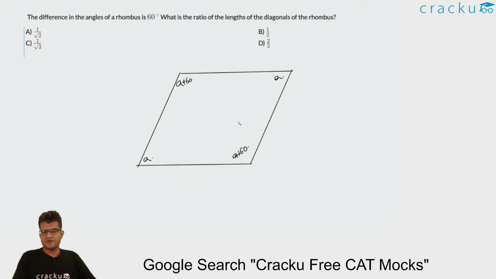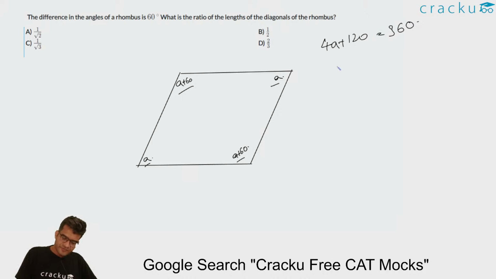The sum of the four angles of a rhombus is 360 degrees. So over here, A plus 60 plus A plus 60 will be equal to 360 degrees, or 4A plus 120 is equal to 360 degrees. 4A is equal to 240 degrees, or the value of A is equal to 60 degrees. Once we know that A is equal to 60 degrees, this will be 60, this will be 60, this will be 120, and this will be 120. This is the first step in solving this question.